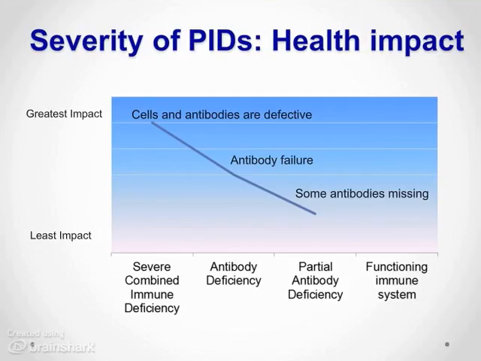The impact on health depends on the extent and severity of the PID. If both cells and antibodies are defective, the disease can be severe and life-threatening. If it is a partial defect, the health impact is less noticeable and can be harder to diagnose or recognize.